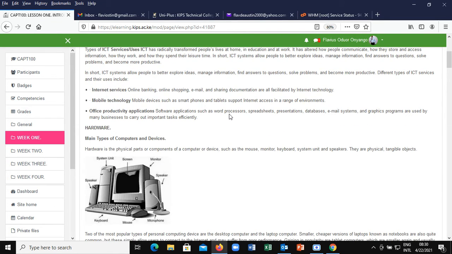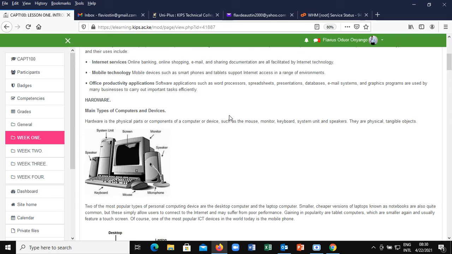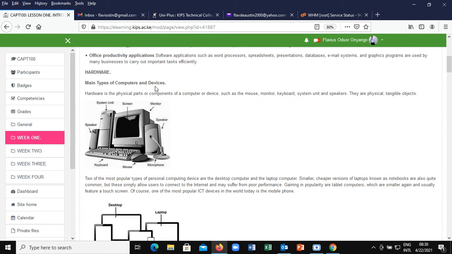About the hardware, the main types of computers and devices. When we talk about hardware, we refer to the physical parts of a computer and devices such as the mouse, the monitor, the keyboard, the system unit, and speakers. These are physical and tangible objects. There is a nice diagram here showing most of these components.